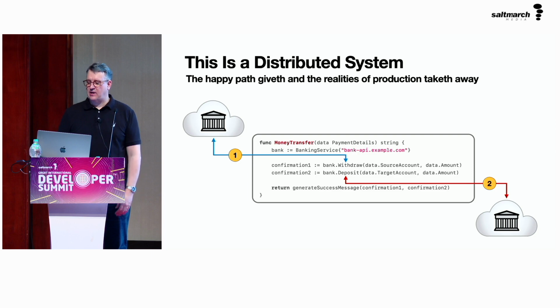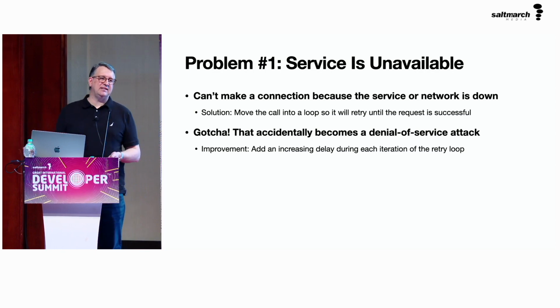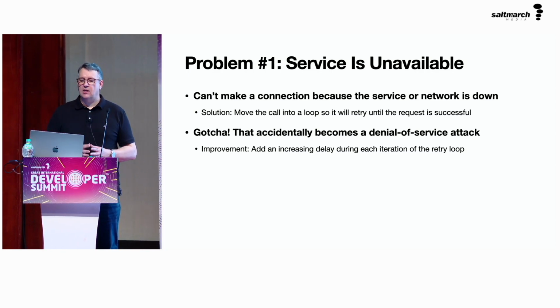It's 4 lines of code. How hard could it be? Well, let's look at how hard it could be. The first problem that you come across, as I mentioned, the service could be down or the network connection is down. So you can't make a connection for that reason. So you think, and I've been through this, probably many of you have written code like this yourself.